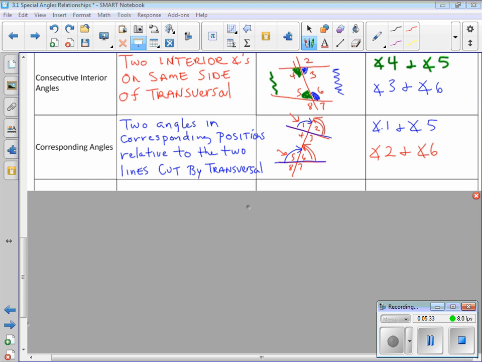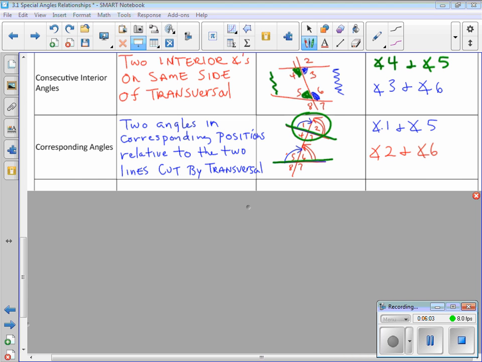All right, I know that the drawing there has a lot of stuff going on, so let's just talk about it real quick. We have corresponding angles. Two angles in corresponding positions relative to the two lines cut by the transversal. Okay, so we have two lines, that green line and that line, cut by the red transversal. And so what ends up happening is if you look up at the top here, there's an intersection that creates angles 1, 2, 3, 4.